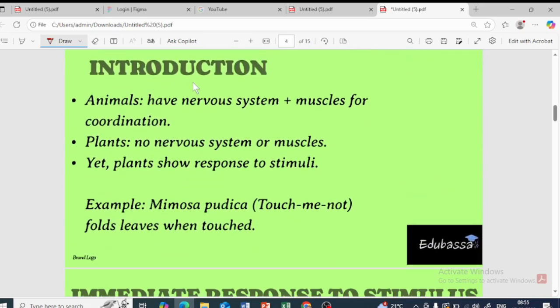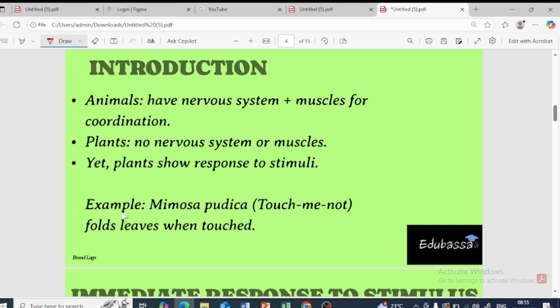Next is the introduction part of it. I have already told you, animals have a nervous system, animals have a brain, a spinal cord, nerves, neurons, isn't it? They have muscles in order to undergo coordination as well as control. But plants do not have any nervous system, plants do not have any muscles, isn't it? Yet they respond to stimuli, yet they show growth. So how exactly, that we are going to learn further.